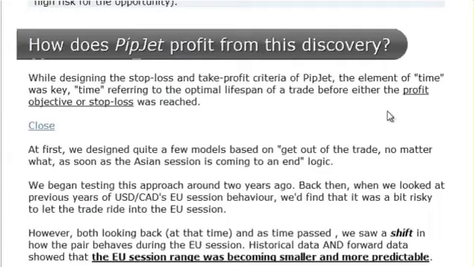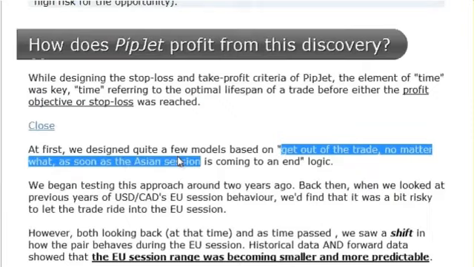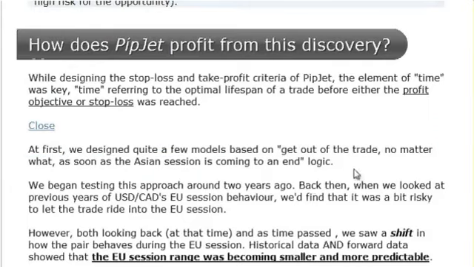So while designing the stop loss and take profit criteria of PipJet, the element of time was key. The term time referring to the optimal lifespan of a trade before either the profit objective or stop loss was reached. Quite a few models at the beginning were based on the get out of the trade no matter what as soon as the Asian session is coming to an end logic. But then as time went on, we started tweaking the strategy, understanding better how USD CAD behaves in the European session. We began testing this approach around 2 years ago.